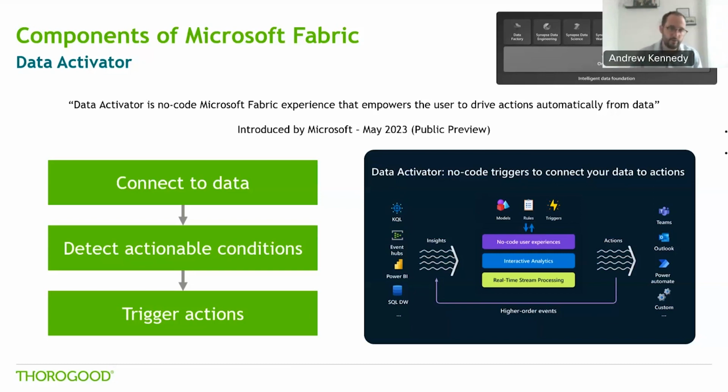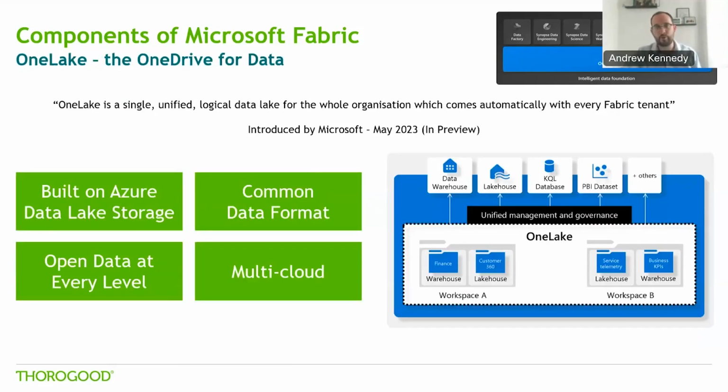So that could trigger an email or a Teams alert, or you can connect it up to some of the other tools for more complex actions using things like Power Automate. So Data Activator, a new tool, really an AI-focused tool to look at the actions that you can take as a next step. Finally, I said I'd talk about OneLake.